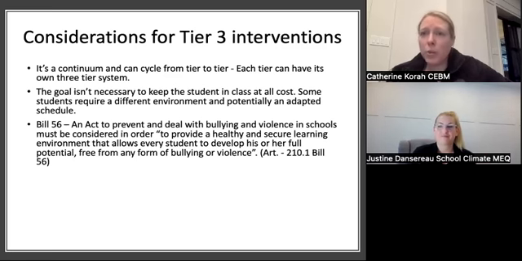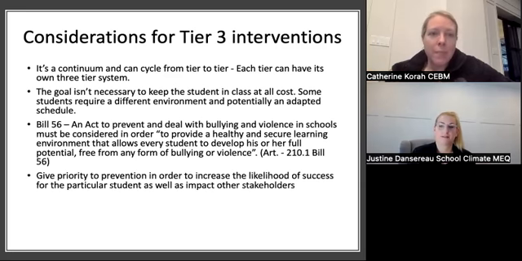Of course, when we're talking about these types of behaviors, we cannot dismiss the bill. This is the next place where we need to address it, and you need to follow the protocol at that point. Correct.